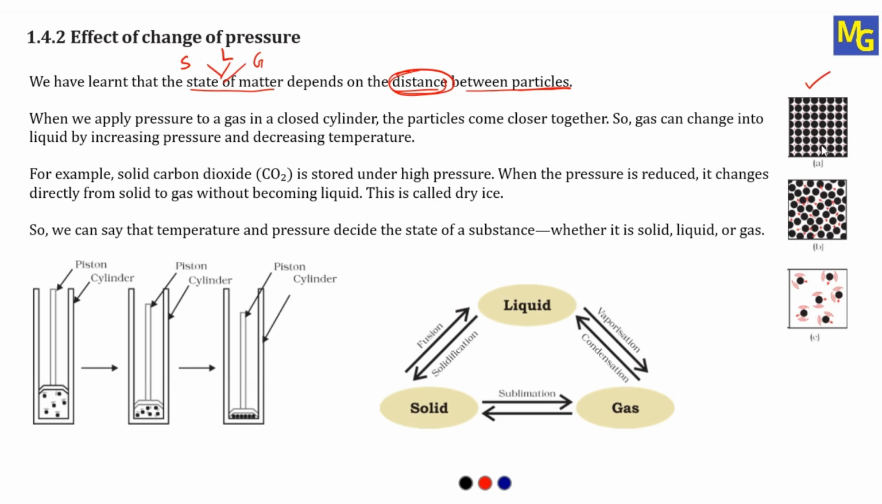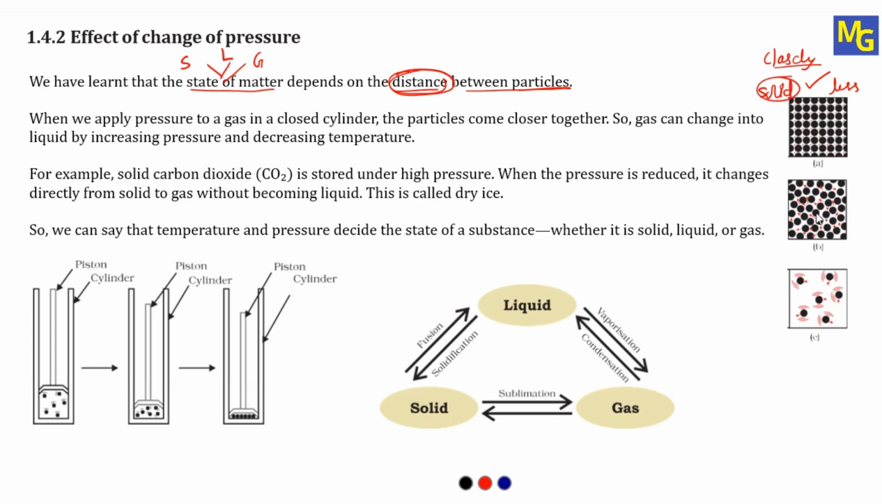In the first diagram, these black dots are nothing but particles. All the particles are very closely packed. You can see here, these all are very closely packed. The distance between the particles is very less, or you can say there is not at all any intermolecular space. This arrangement can be seen in case of solid. So if the distance is very less, we can say the state is solid.